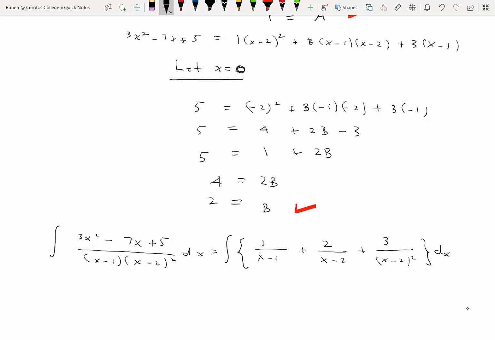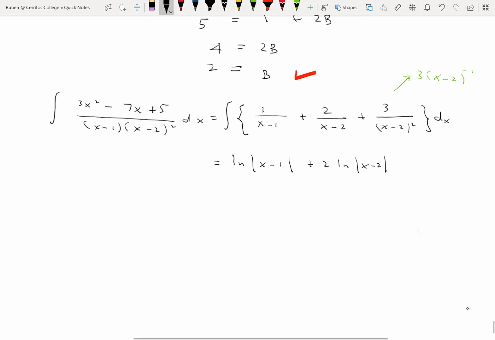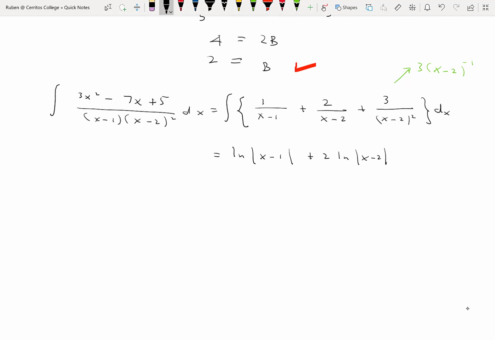Integrating with respect to x, each of these integrals is very simple. So we have a natural logarithm, another natural logarithm. What's the integral of the last term there? Well, it's not difficult. The last term, you could think about it as 3 times x minus 2 to the negative 1, and you could make a u substitution, letting u equal x minus 2. Oh, sorry, it would not be to the negative 1, it would be to the negative 2.